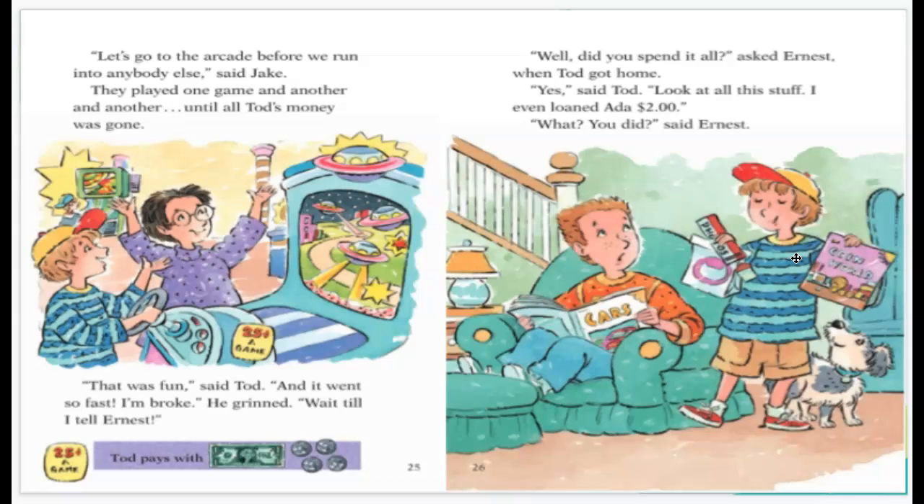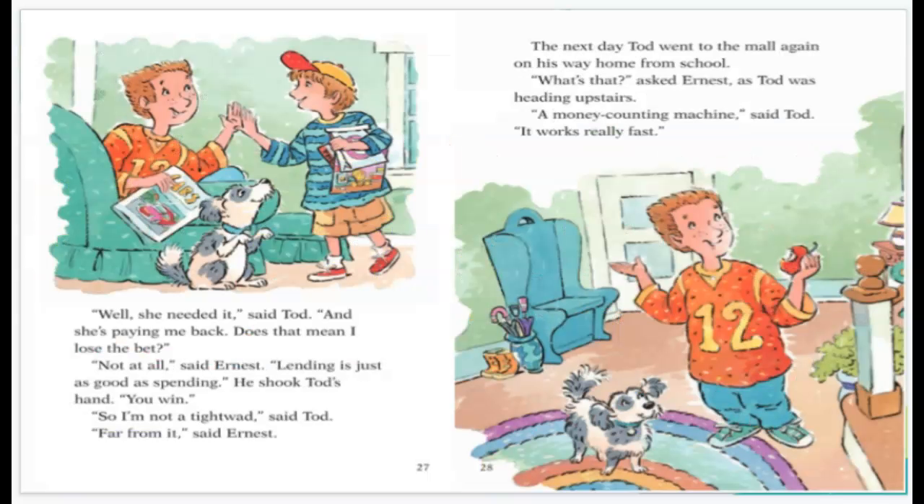"That was fun," said Todd. "And it went so fast. I'm broke." He grinned. "Wait till I tell Ernest." Todd pays with $1 and 4/4. $2. "Well, did you spend it all?" asked Ernest when Todd got home. "Yes," said Todd. "Look at all this stuff. I even loaned Ada $2."